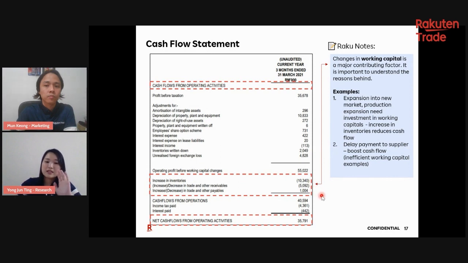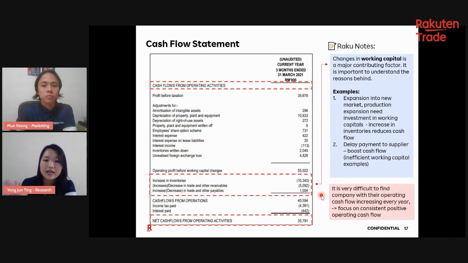And right, another main point in understanding and analyzing a cash flow statement is that it's very rare or very difficult to find a company with its operating cash flow growing every year in tandem with the revenue and profit. If that's so, then this is a really perfect case. It's very hard to find that. So focus on a consistent positive operating cash flow, right? So yeah, that's why cash flow is really important, and focus on positive operating cash flow.